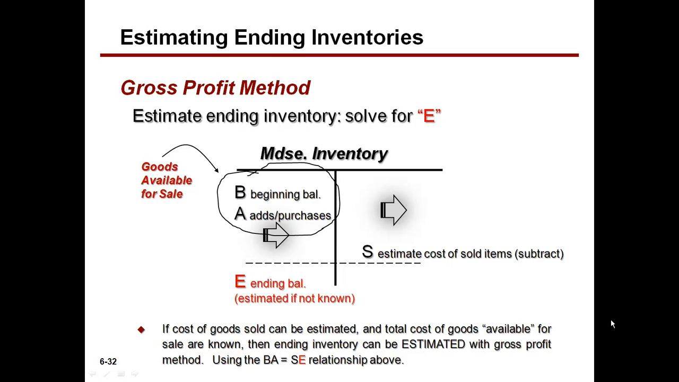So the relationship is B plus A, beginning inventory plus additions or purchases, equals ending inventory and cost of goods sold. BA equals SE. In this case, the whole purpose of the gross profit method is to estimate our ending inventory by first estimating our cost of goods sold and knowing our total pool of dollars, B plus A.